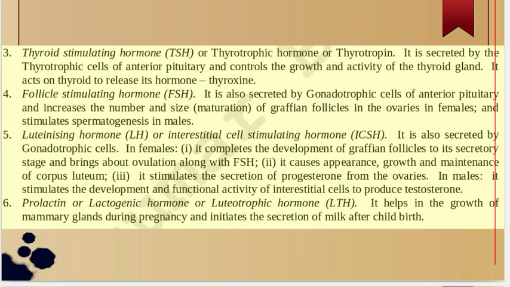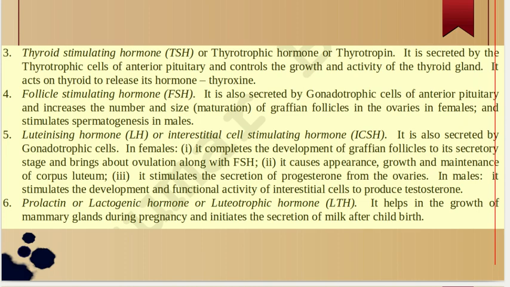Luteinizing hormone, LH, or interstitial cell stimulating hormone, also called ICSH, is secreted by the gonadotropic cells. In females, it completes the development of Graafian follicles to their secretory stage and brings about ovulation along with FSH. It causes appearance, growth and maintenance of the corpus luteum. The luteinizing hormone stimulates the secretion of progesterone from the ovaries. In males, it stimulates the development and functional activity of interstitial cells to produce testosterone.